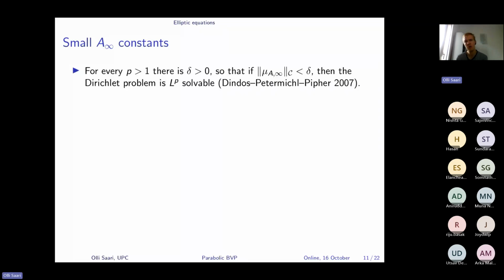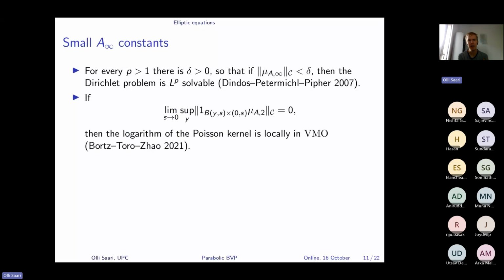This has nothing to do at the level of techniques with A infinity weights. It's using the so-called p-adaptive square function. Then the next result is a limiting case. So now we don't say anything direct about the size of the Carleson measure, but we say that it must be very, very small, close to the boundary.